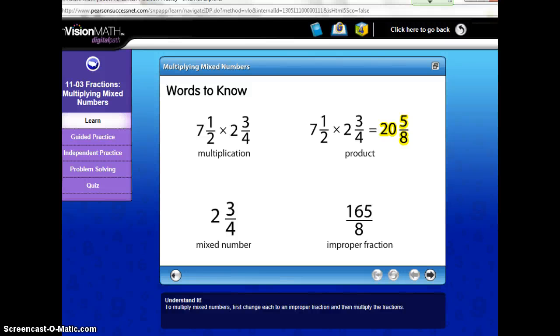Today's lesson. Well, we've multiplied by whole numbers, we've multiplied by fractions, but today we're multiplying by mixed numbers. Yeah, a little more complicated. Now I wish, oh how I wish, that it was just as simple as taking the 7 times the 2, but it's not. And then multiplying your half times your 3. It's not that simple. We have to do something to these mixed numbers before we can actually multiply them.